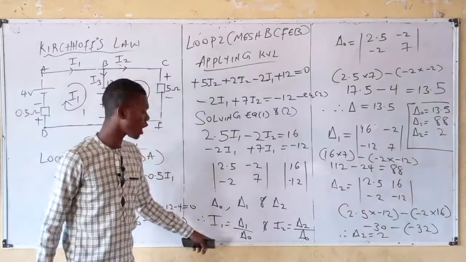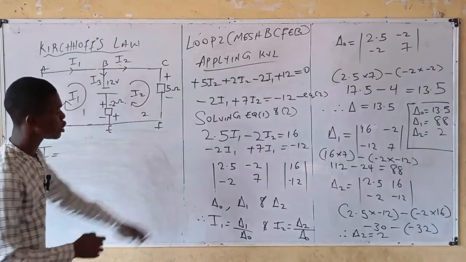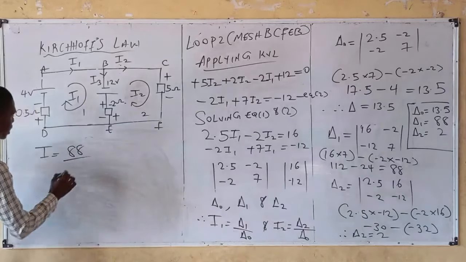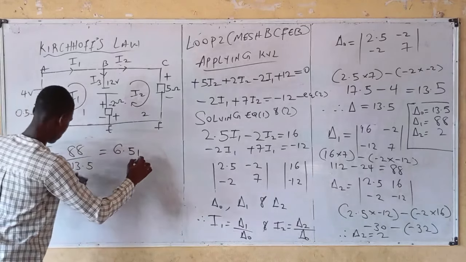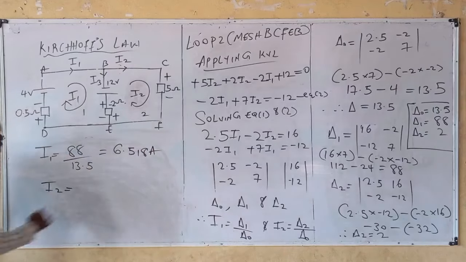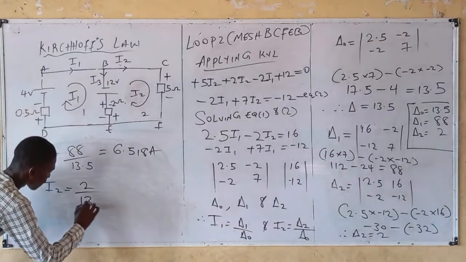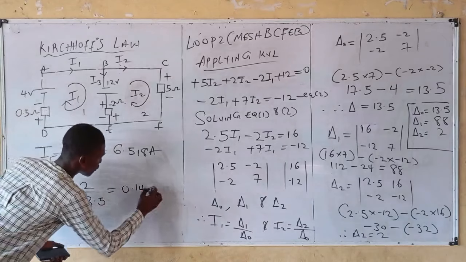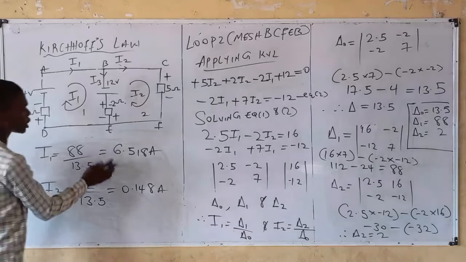Let's get the value of I1 and the value of I2. I1 is equal to your delta 1, that's 88, divided by your delta, that's 13.5, which is equal to 6.518 amperes. That's I1. Then I2 is equal to 2 divided by 13.5, and this gives me 0.148 ampere, right? You've solved for I1, I2.